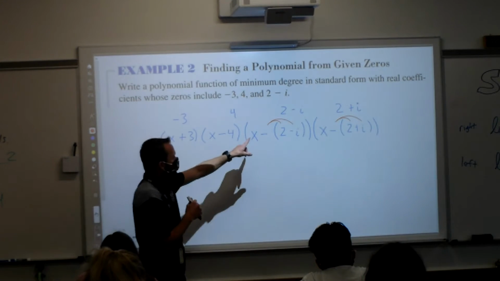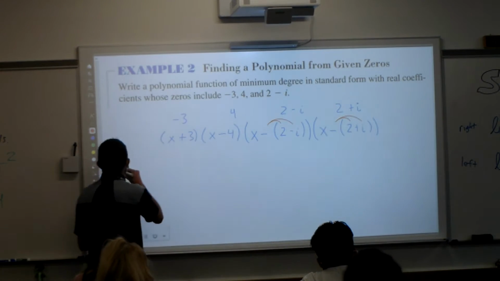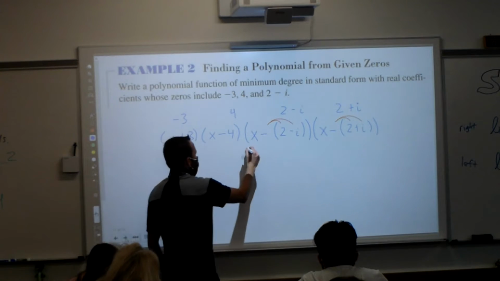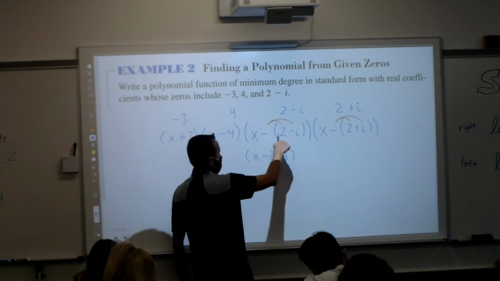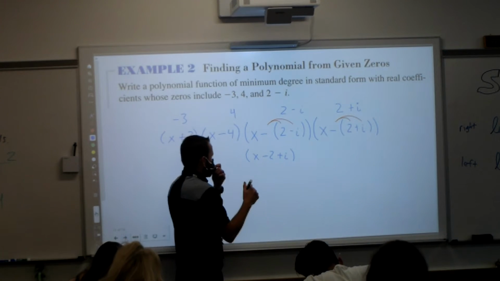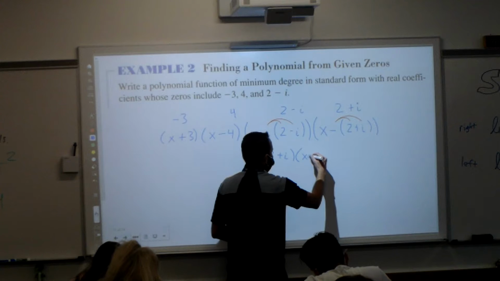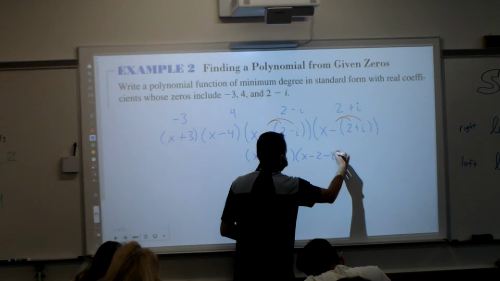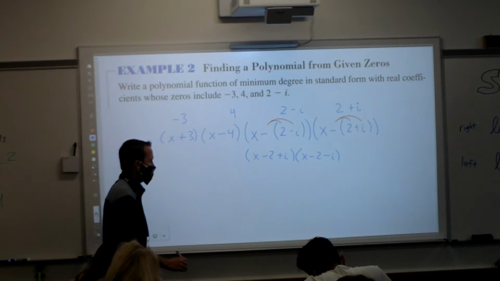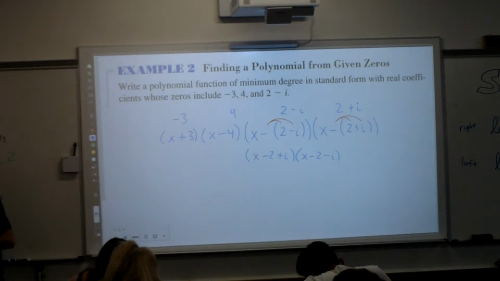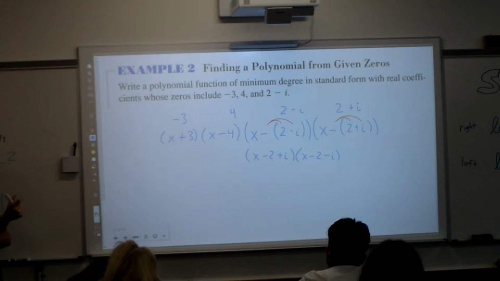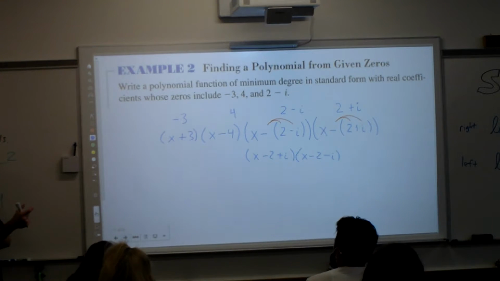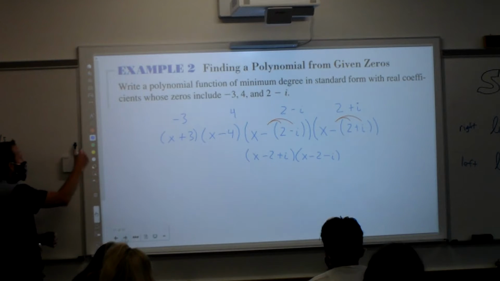So first off, distribute the negative. That's what we're going to do first. So I'm going to do x minus 2 plus i, because when I distribute, you got that right? And then here I'm going to do x minus 2 minus i. Okay, we've got a trinomial times a trinomial. Have you done that before? Maybe last year? Let me show you how I multiply trinomials.